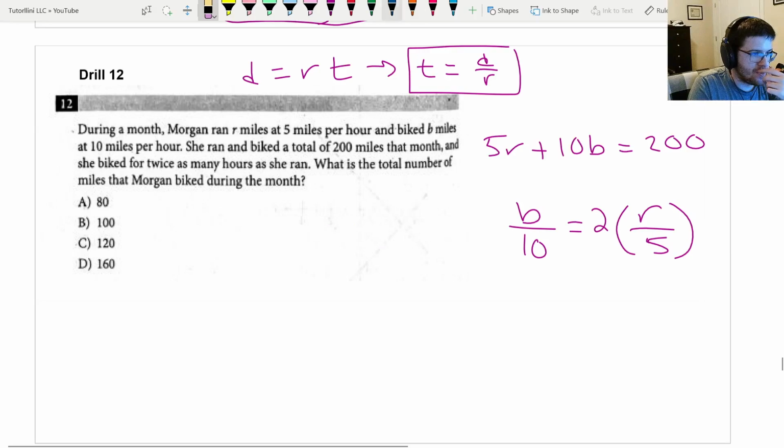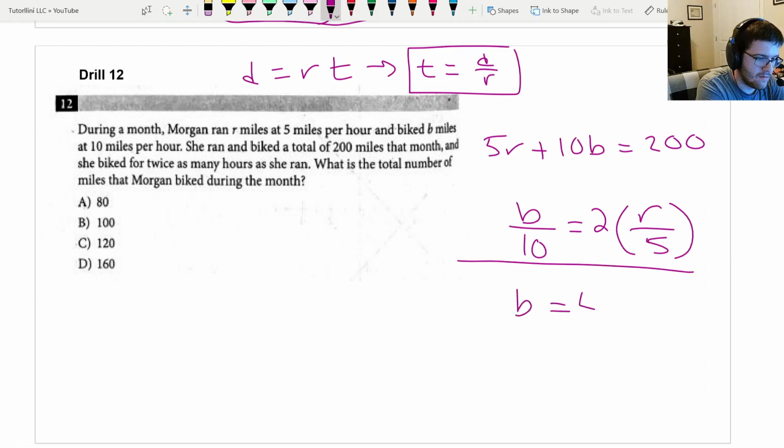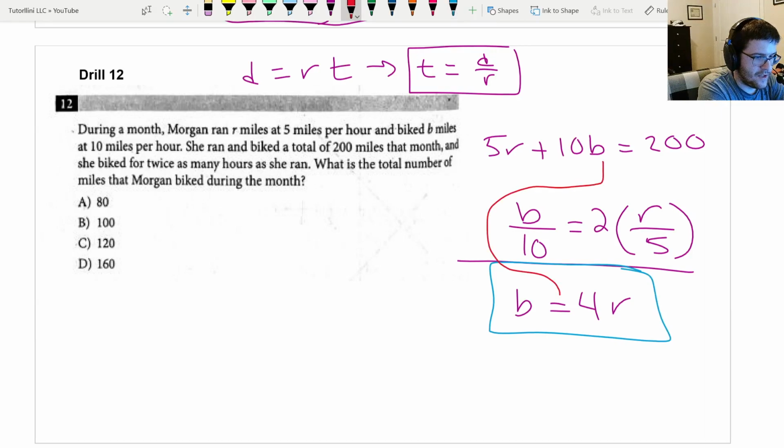Probably the easiest thing to do is substitution. It doesn't really matter too much, so why don't I get B by itself? I'll multiply both sides by 10, and I get 20 over 5, which is 4. So I'll get B equals 4R. I'll put a big box around the thing with the letter by itself because I'm going to need that later. And I'm going to put that in to here.